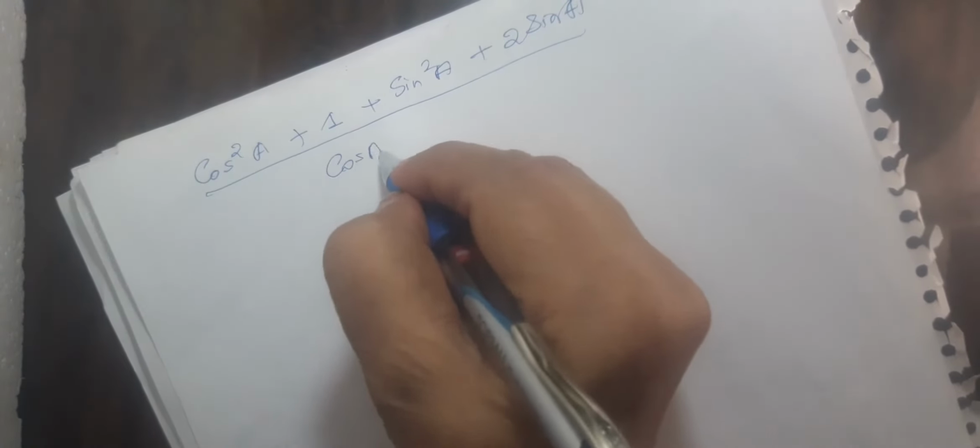Okay. Now what I'll do is go to the next page and then continue. So I have got now, I'll just write that step here: cos squared A plus 1 plus sin squared A plus 2 sin A by cos A into 1 plus sin A.